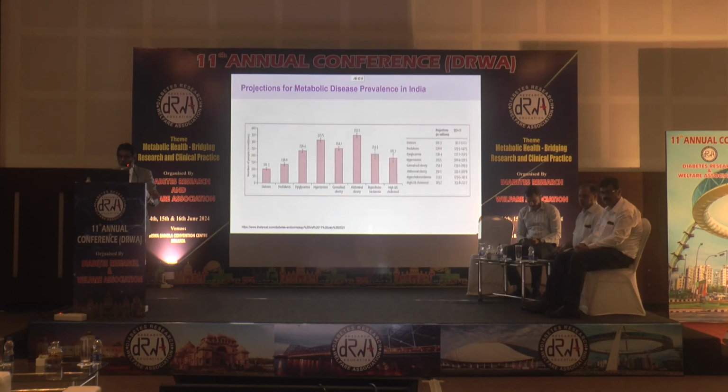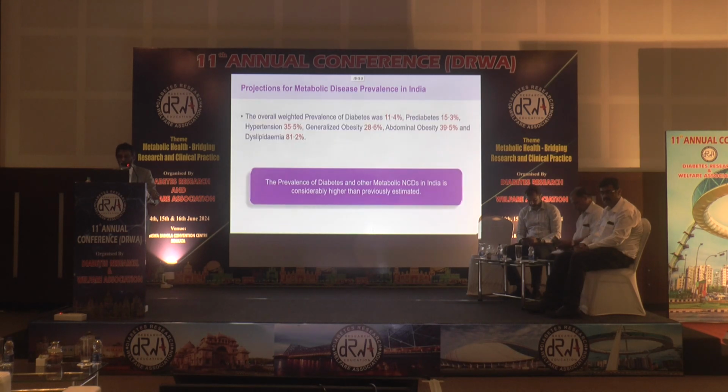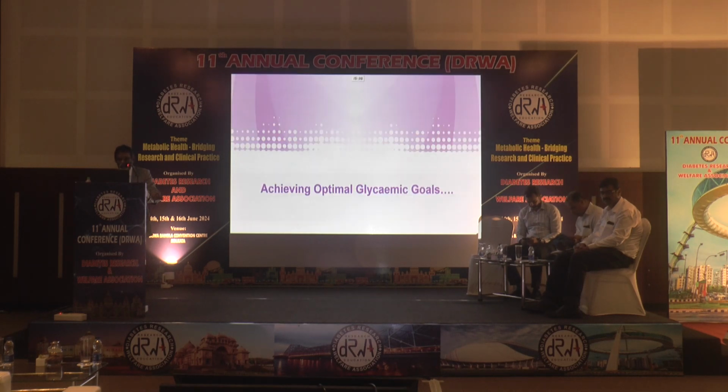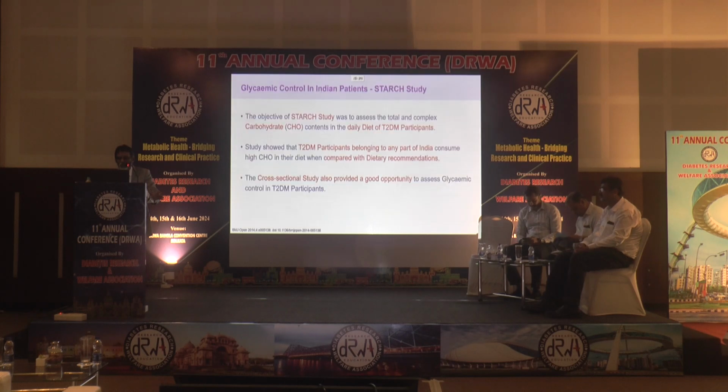They looked into the prevalence of metabolic disease in India with reference to diabetes, pre-diabetes, dysglycemia, hypertension, generalized obesity, and abdominal obesity. So the prevalence of diabetes and other NCDs in India is considerably higher than previously estimated. The prevalence of diabetes was 11.4, pre-diabetes 15.3, and hypertension, generalized obesity, abdominal obesity, and dyslipidemia are shown in this particular slide. Achieving optimal glycemic goals.